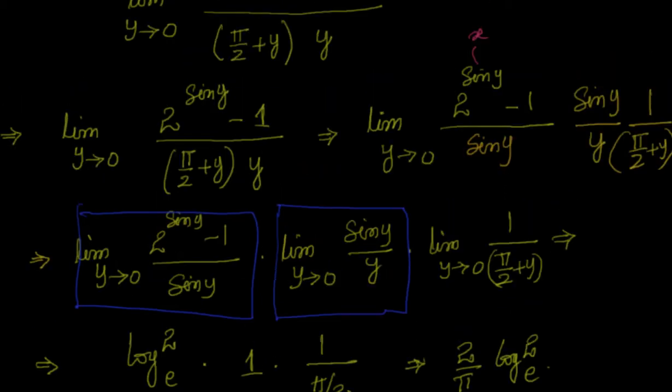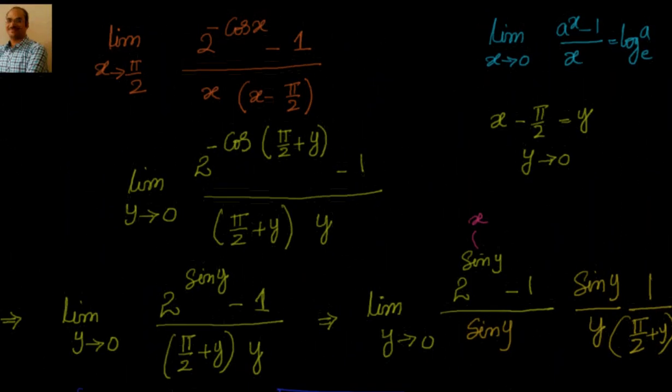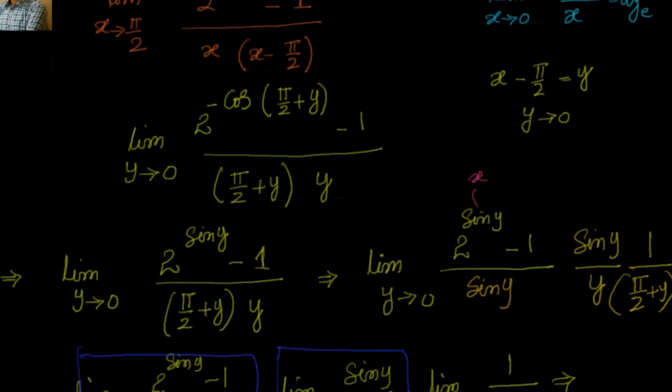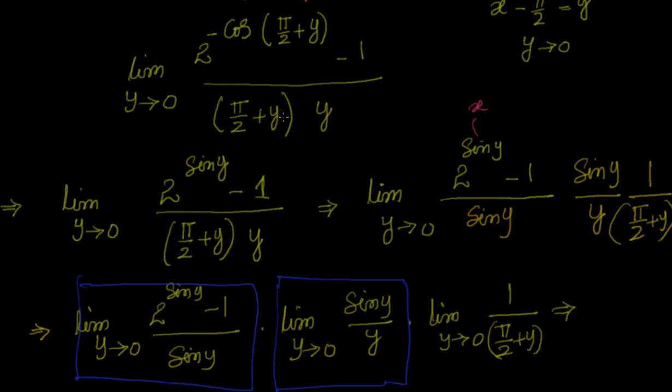So let us see how we have solved this. Let me just try to summarize in couple of steps. We have been asked to find out 2 power minus cos x minus 1 by x into x minus pi by 2. The formula holds x tends to 0, we have x tends to pi by 2. So my first reaction will be to take a variable y such that y tends to 0. For that, y should be equal to x minus pi by 2. So once I have taken y equal to x minus pi by 2, I have transformed the given problem into y's.